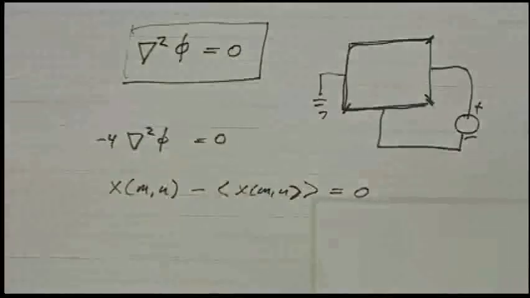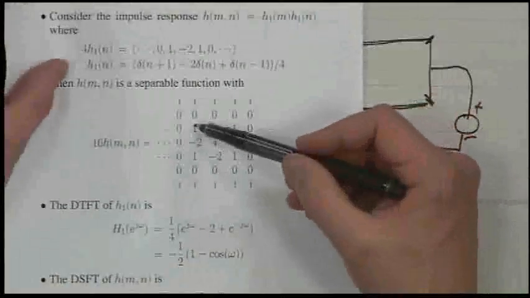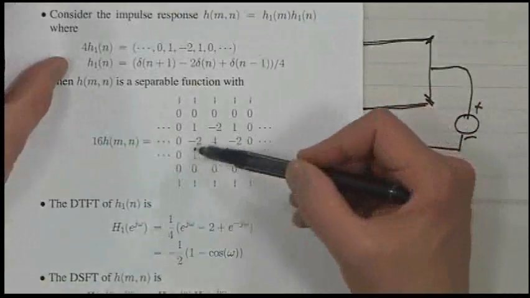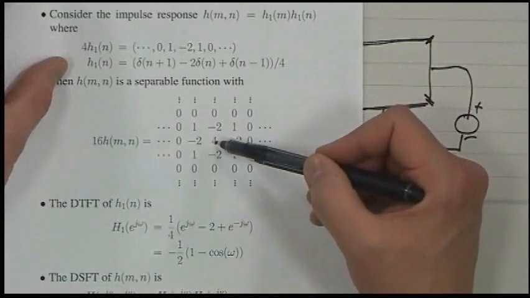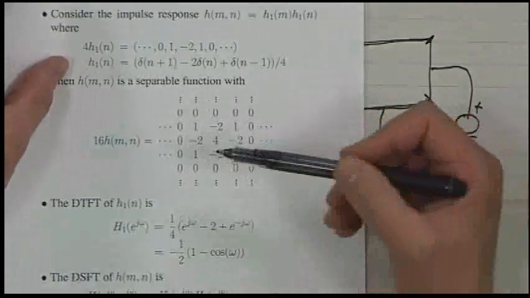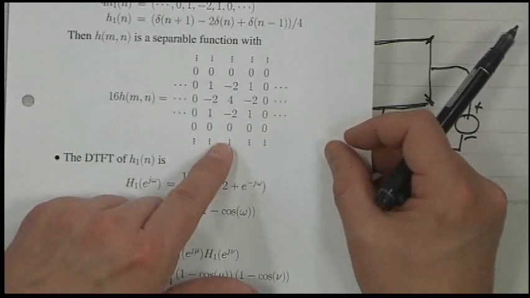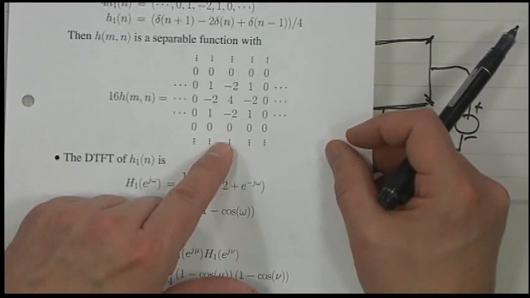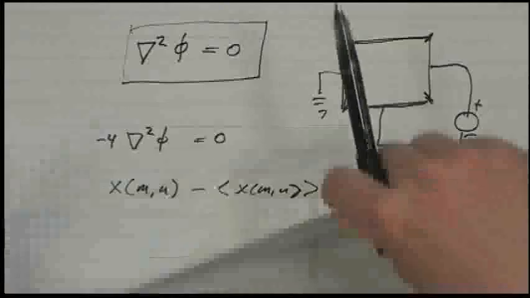In fact, if you look at this filter, you sum it up, this is 4 on the outside plus minus 8 is minus 4, plus 4 is 0. So these pixels add to 0. So you know the DC gain of this filter is what? If the pixels add to 0, the DC gain is what? 0, okay?